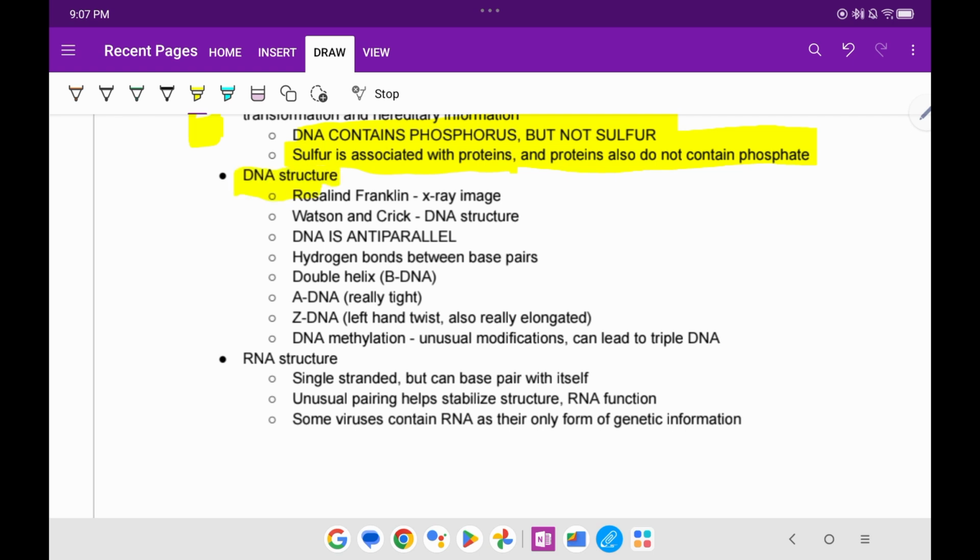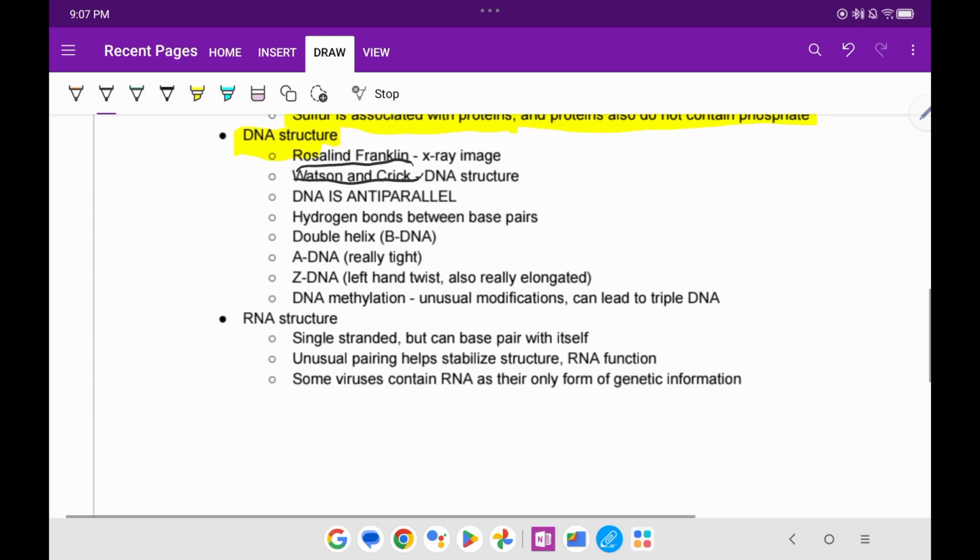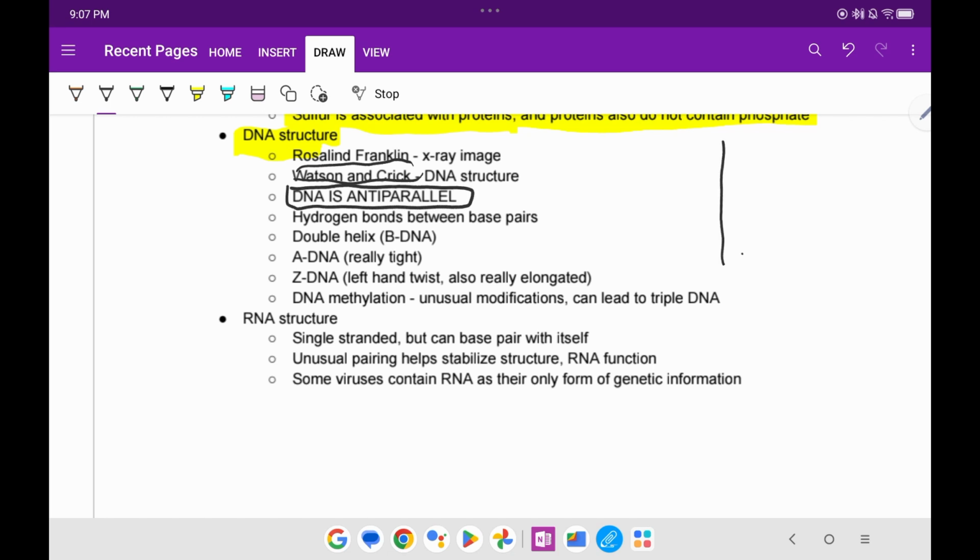So then we also have DNA structure. This was discovered by Rosalind Franklin, who took the image, and then Watson and Crick, who actually put the structure together based on that image. And a big thing about DNA is it's anti-parallel. That means that it's not two strands in the same direction going together, just parallel. It's actually one strand in one direction, and one strand in the other direction. Basically, one's going one direction, the other one's going the other direction, but they're still parallel. That's what that means.